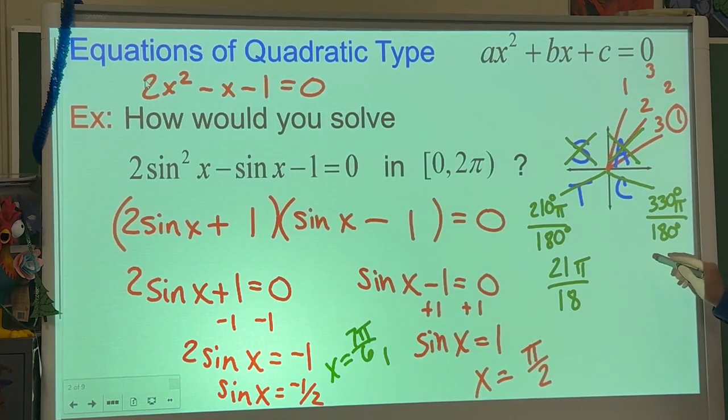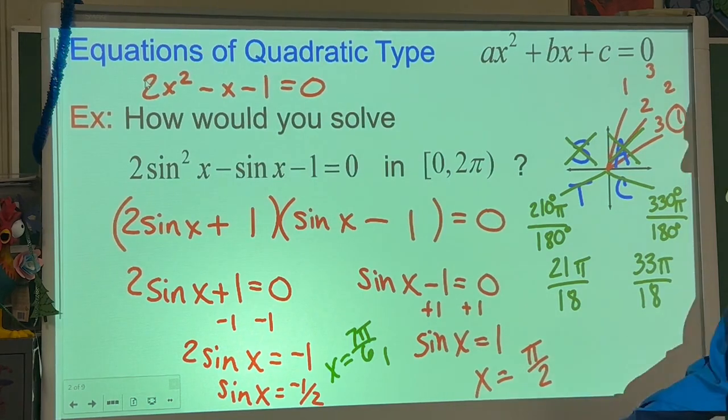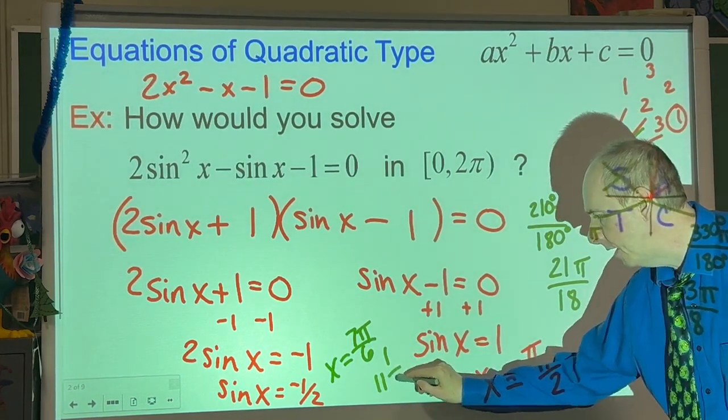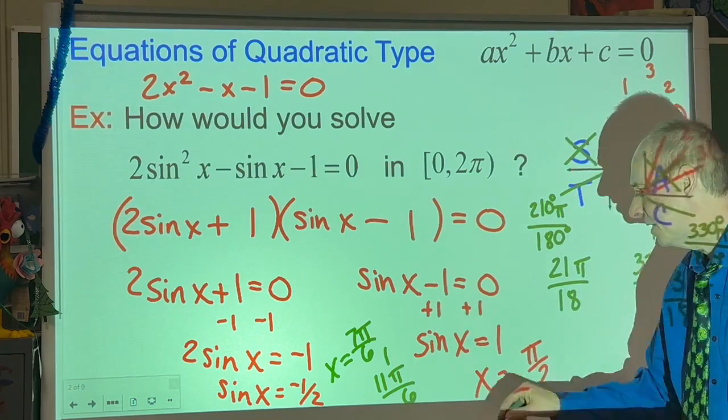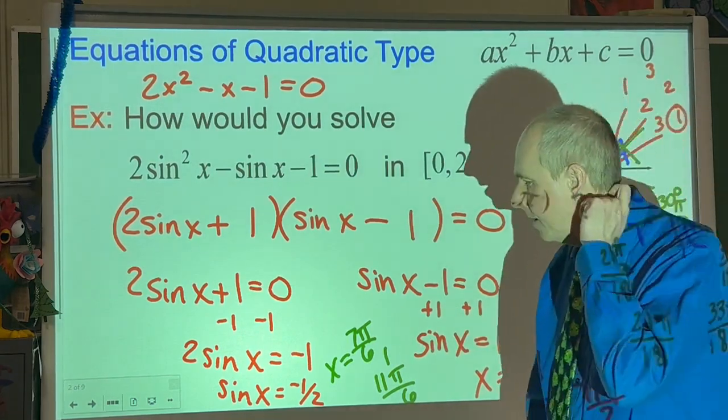330 pi over 180. Cross off a 0. 33 pi over 18. They're both divisible by 3. Divide by 3, divide by 3. Looks like my second answer is 11 pi over 6. I have 3 answers. There they are.